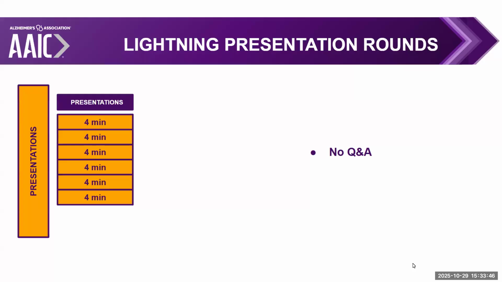Lightning presentations are slightly different. So these are 4-minute quick fire presentations. They can be up to 45 minutes in session length. It just depends on how many presentations are selected for this type of presentation. But the important thing to note here is that there's typically no Q&A. So the presenters will come, give their lightning talk, and then go off stage. And it's an opportunity for them to showcase perhaps a poster that they may be presenting later in the conference or elsewhere.